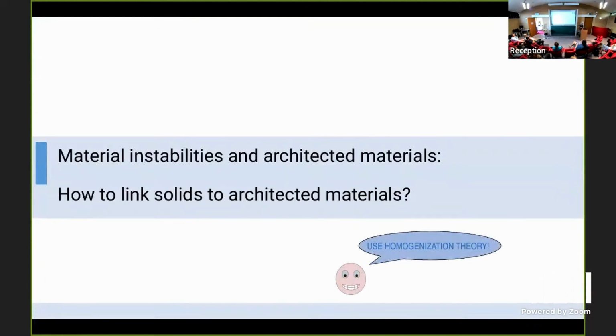So let me now move to the second part of my talk. I will now link solids and architectural materials to the homogenization theory. And I will try to answer this question: does homogenization work in case of material instabilities?